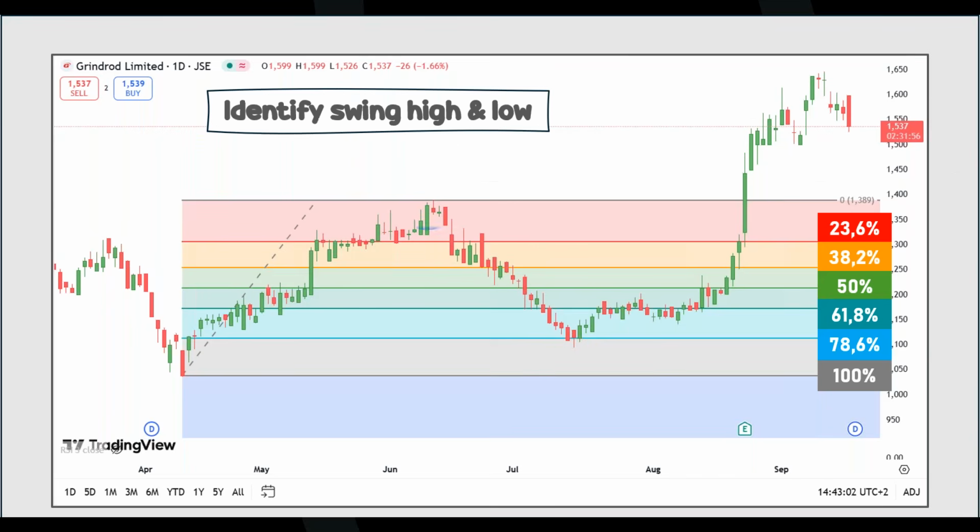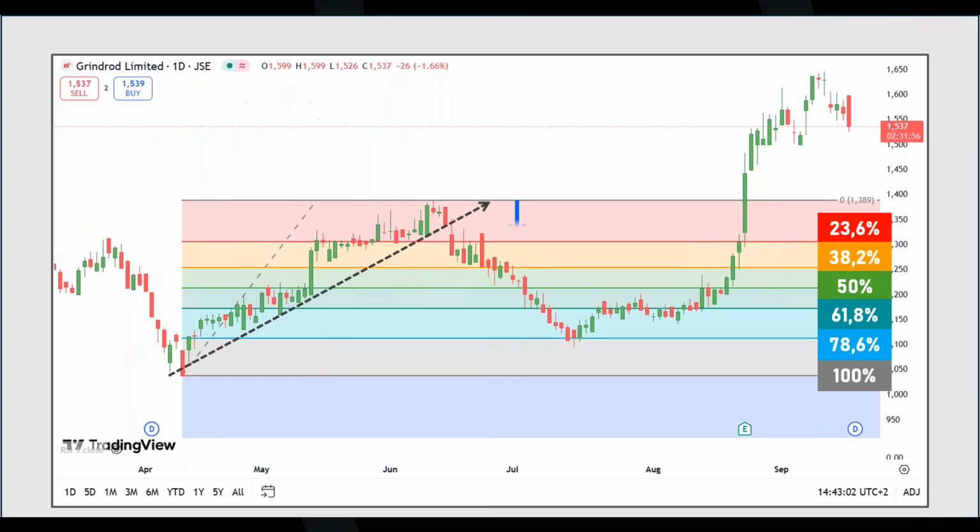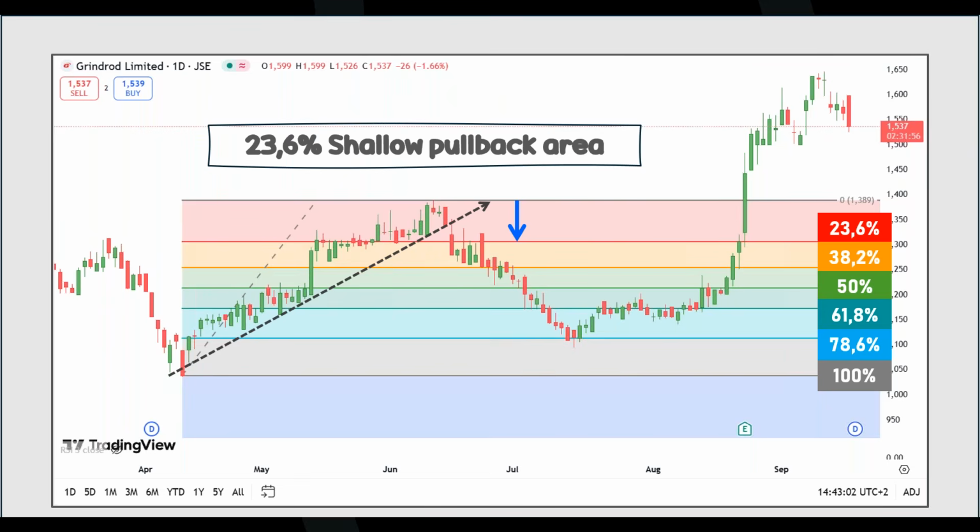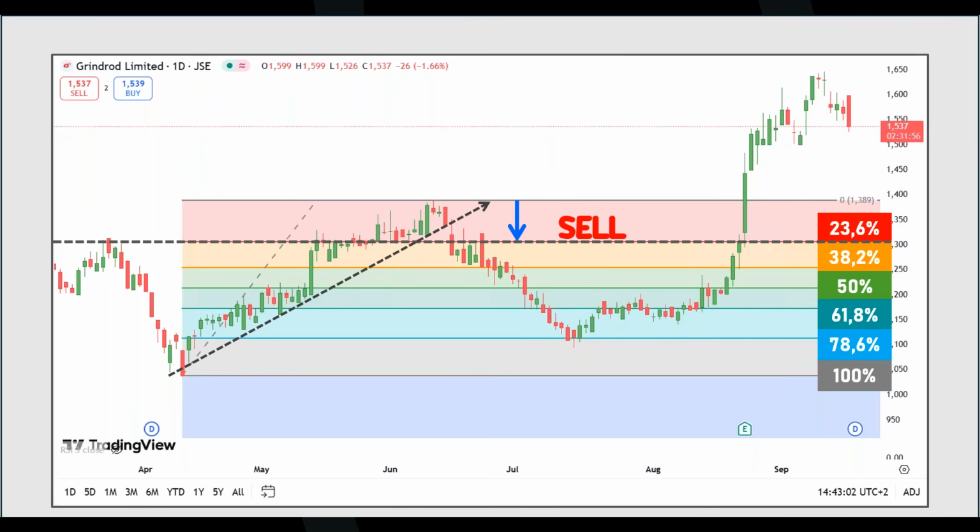So now you identify your swing high, swing low, and you've got the percentages there. When this is breached, that's the shallow pullback. When that's breached, it gives you the sell. When that is breached, it means, okay, well, it may just go to 38.2, and at that level, it may give me a buy. You can see it mutters a little bit there, but it actually trades through.